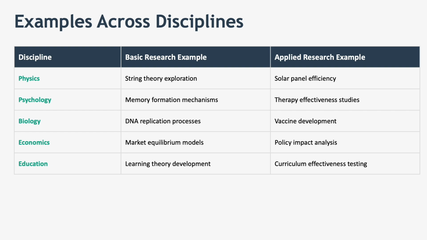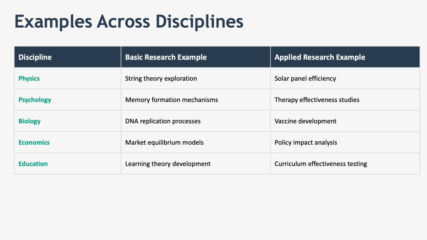In psychology, basic research examines how memory formation works at the neural level or how cognitive biases develop, while applied psychology researches therapy effectiveness, or develops interventions for specific mental health conditions. Biology shows this distinction clearly too. Basic research investigates DNA replication mechanisms or protein folding, while applied biology develops vaccines or creates drought-resistant crops.